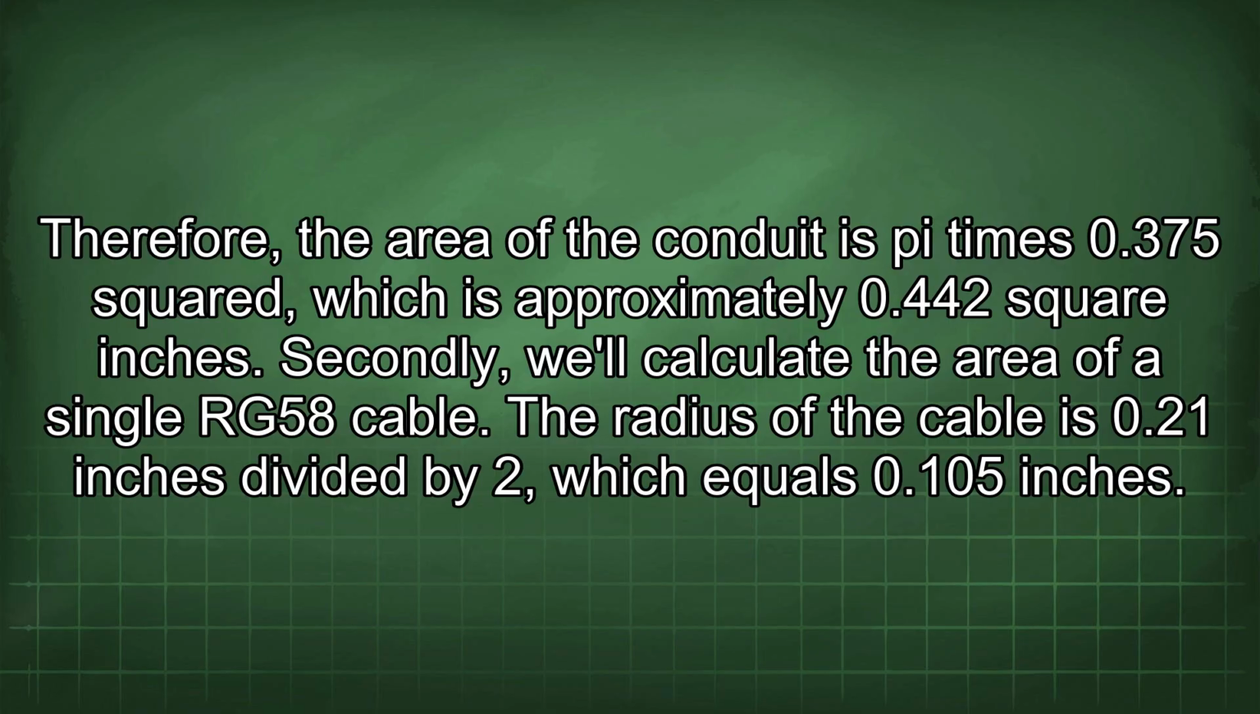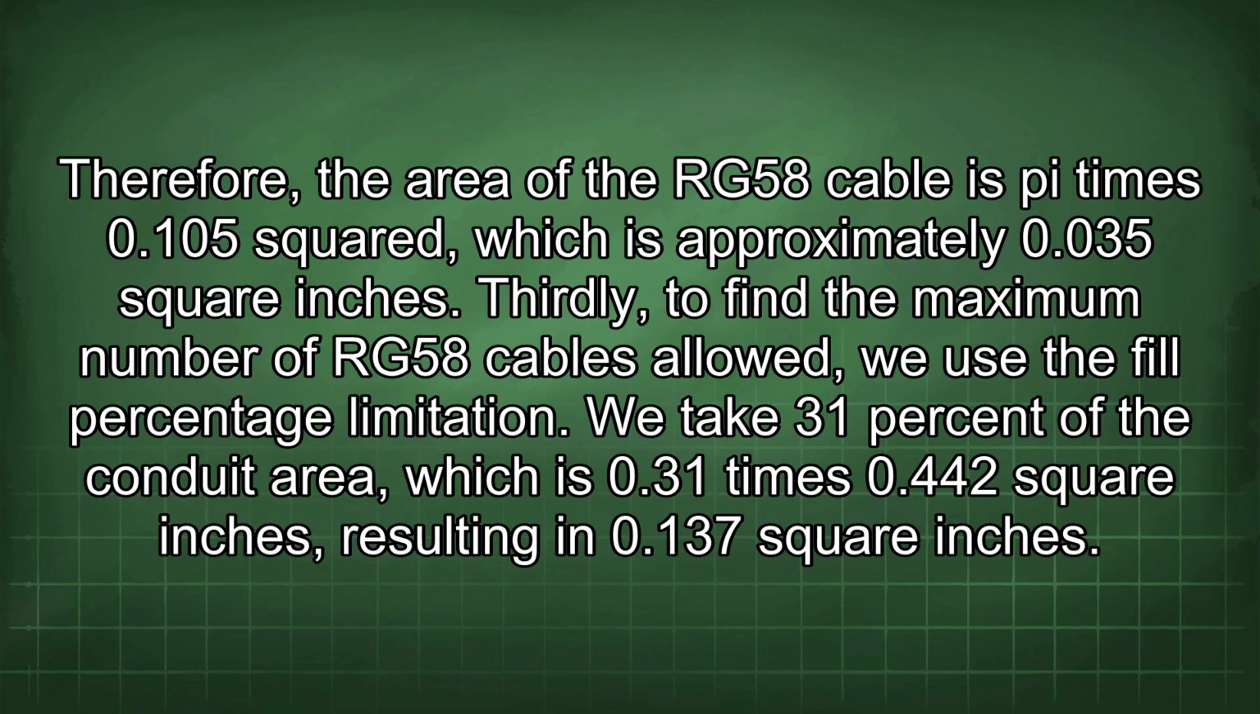Secondly, we'll calculate the area of a single RG58 cable. The radius of the cable is 0.21 inches divided by 2, which equals 0.105 inches. Therefore, the area of the RG58 cable is pi times 0.105 squared, which is approximately 0.35 square inches.